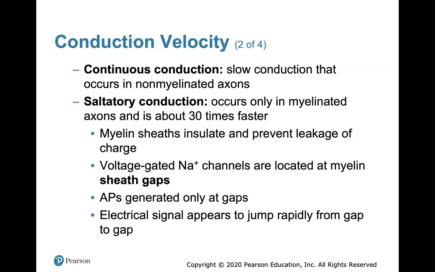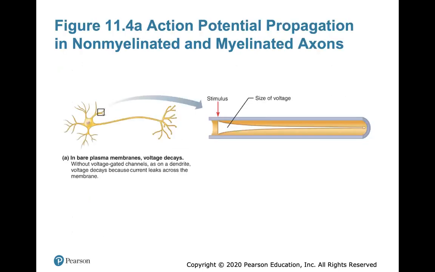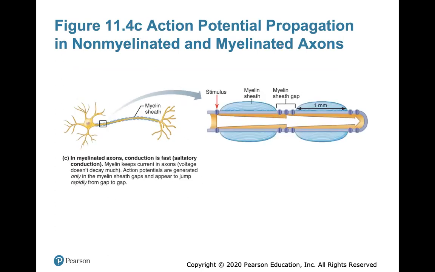Two types of conduction depend on the presence or absence of myelin: continuous conduction and saltatory conduction. Continuous refers to the slow conduction that occurs in non-myelinated axons, and saltatory conduction occurs only in myelinated axons and is about 30 times faster. The myelin sheaths insulate and prevent leakage, and the voltage-gated channels are located at the myelin sheath gaps. Action potentials are generated only in these gaps, so the electrical signal will jump from gap to gap. And that is shown here.